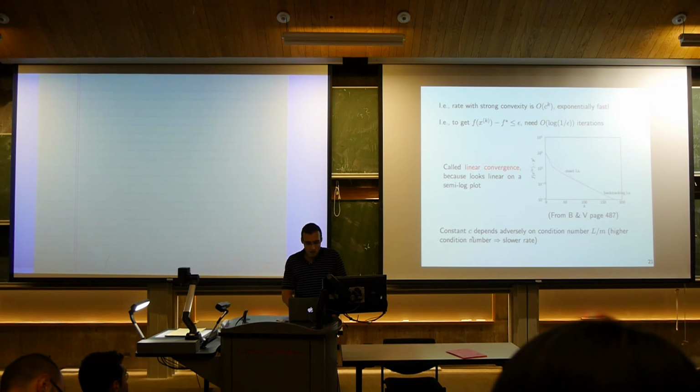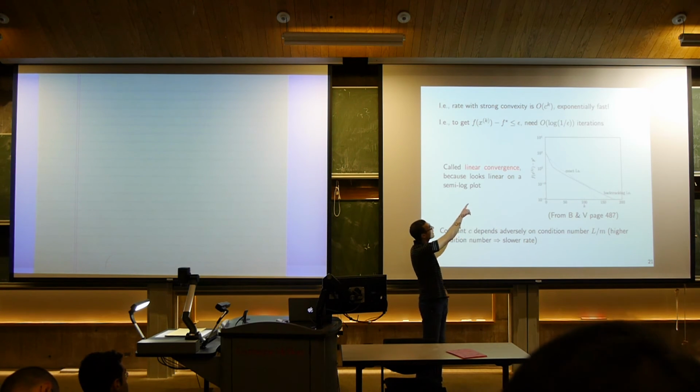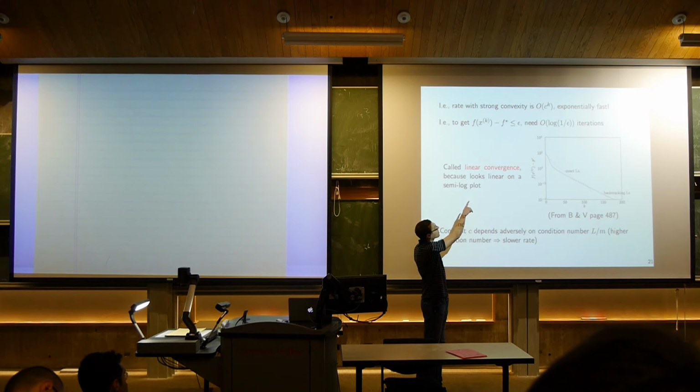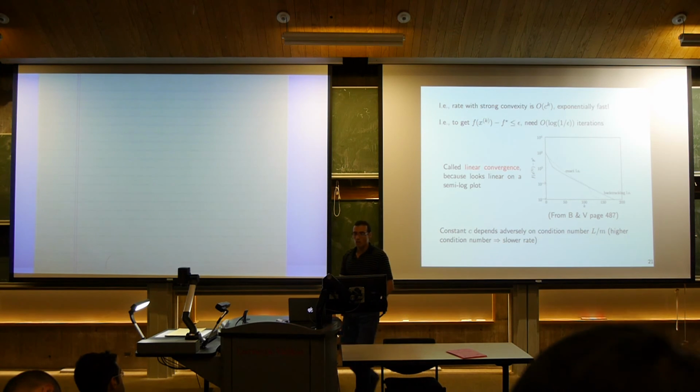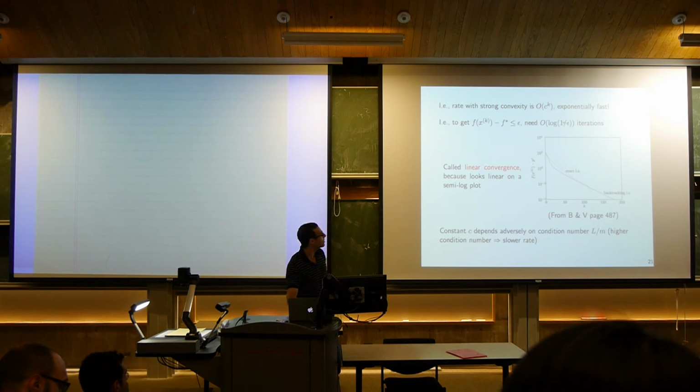Okay, and then the important caveat we pointed out was that we can think about this in two ways, I guess. Order c to the k. So after k iterations, that's the error we see, where c is some constant less than 1. Or equivalently, if we want the optimization error to be less than or equal to epsilon, we need log of 1 over epsilon iterations.